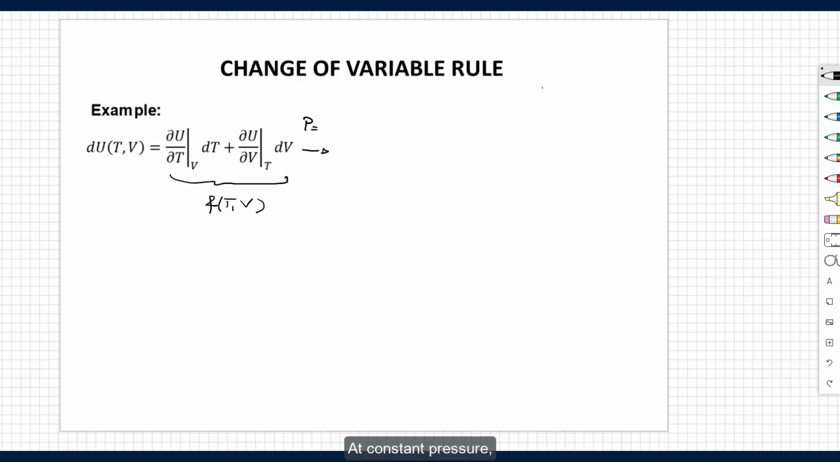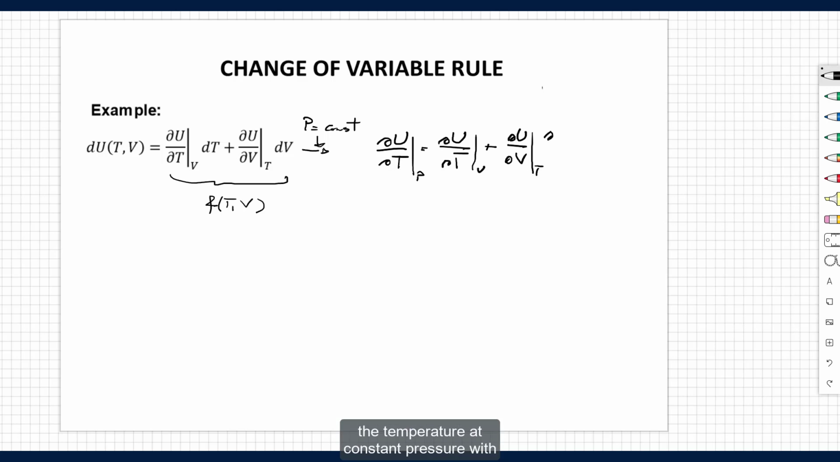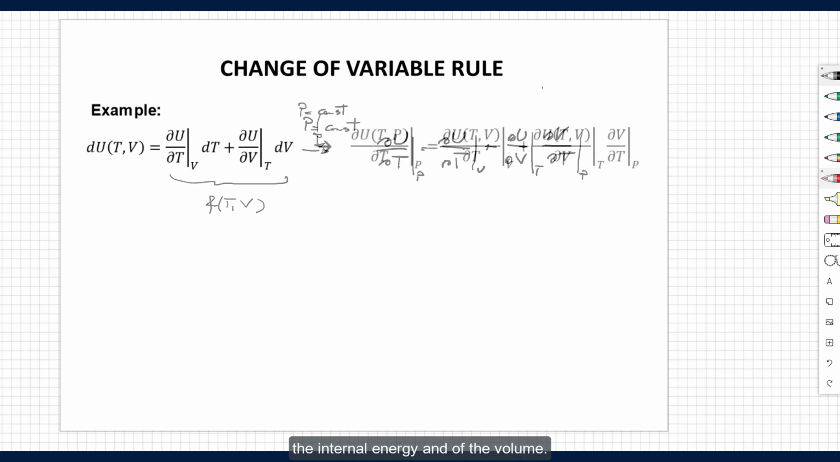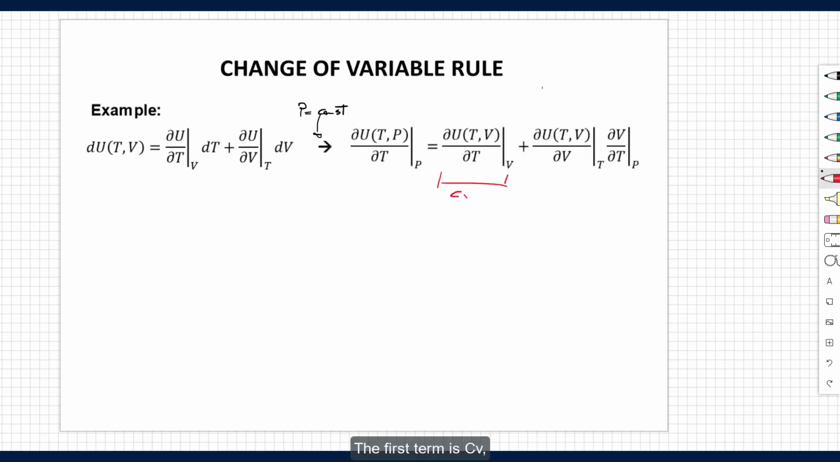At constant pressure, we can divide this expression by the differential of temperature and obtain a new expression which relates the partial derivative of the internal energy over the temperature at constant pressure with other partial derivatives of the internal energy and of the volume. The first term is Cv, the heat capacity at constant volume.